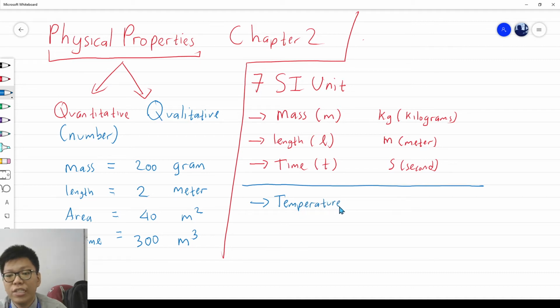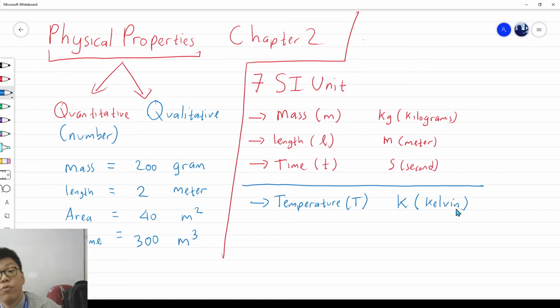Next one will be temperature. For temperature, the symbol is T also, but it is uppercase. So for time it is lowercase, and for temperature it is uppercase. The unit is uppercase K. That is Kelvin.